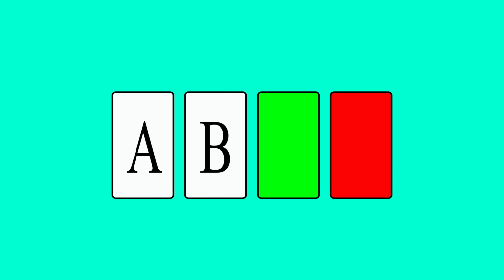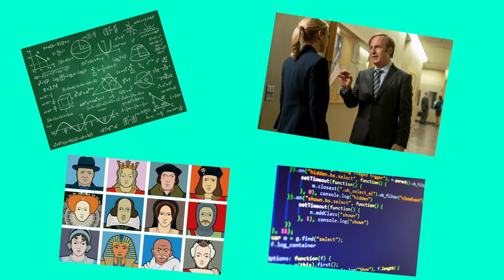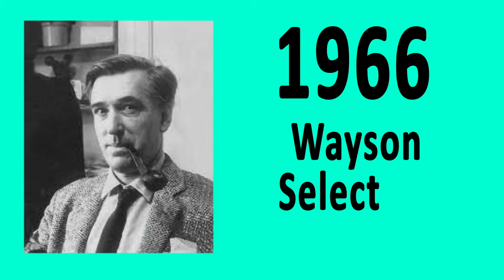This test illustrates just one of many types of logical elements that are vitally important to quite literally every field of study: math, law, history, and just as much as any other, computer science. It was devised in 1966 by Peter Wason, and it is known as the Wason selection task.